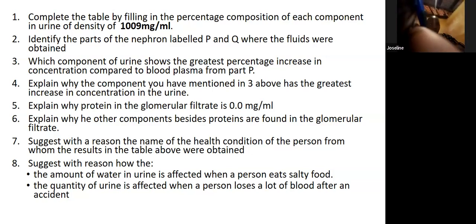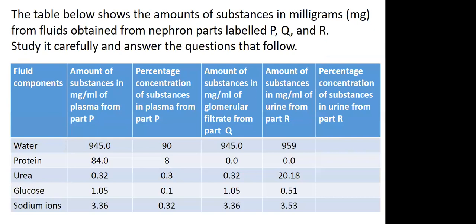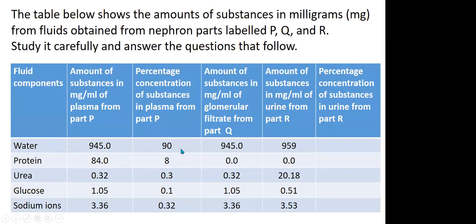And so here we've been given the density of the urine, and we have been given also the density of other components. So how can we use the density of urine to establish the density of these other components as we can see them here? For example, how would we establish the density of water in the urine, knowing the density of urine itself? So what is the percentage concentration?